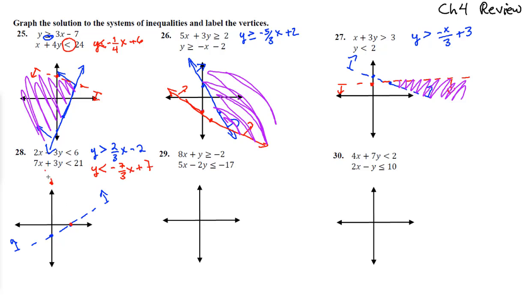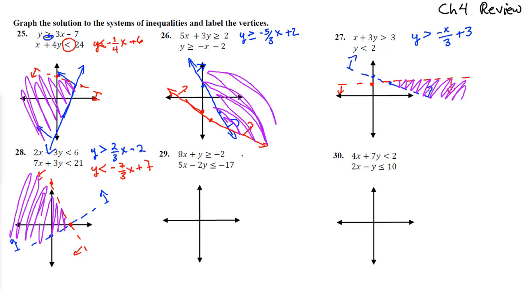So this is a dashed line right here. And then y is smaller than, so it goes that way. If you're on the line, go down. And so that means the place where they cross is a solution to the system of inequalities, that point out there. Excellent. Next one, 29.